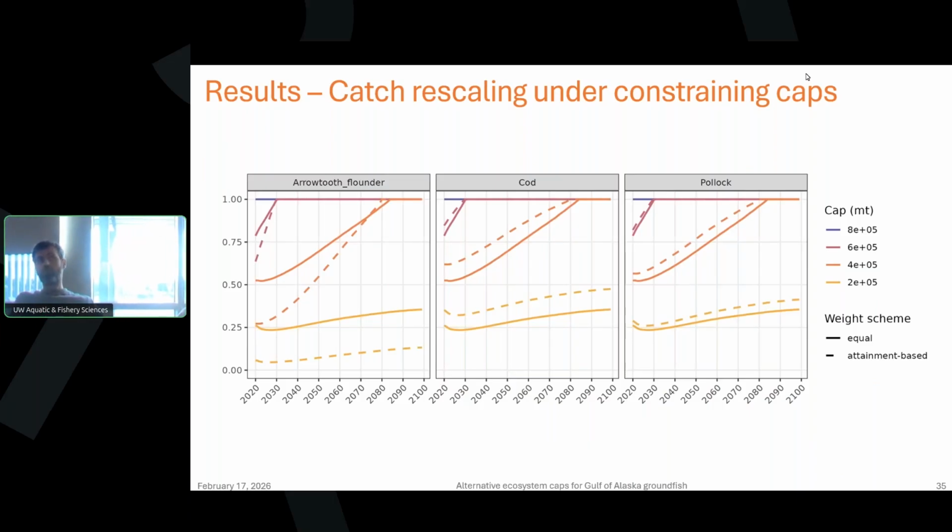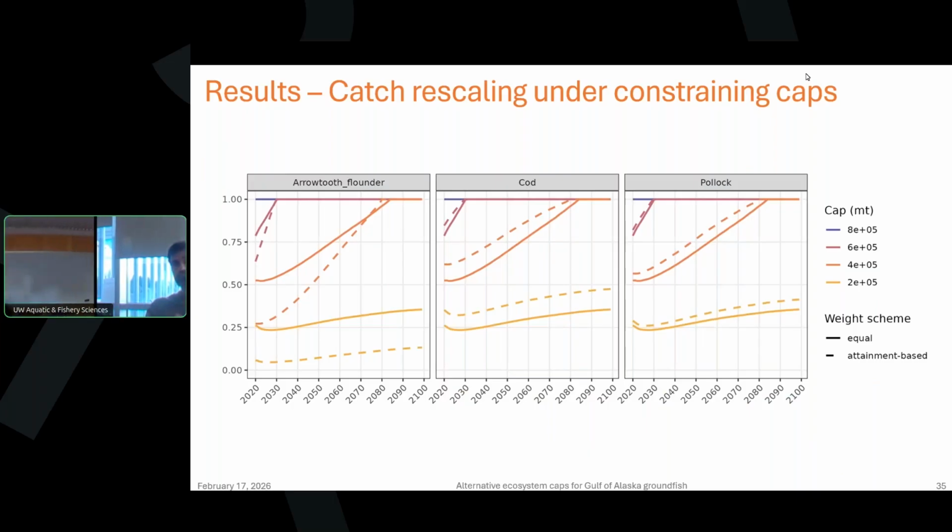And there was a decision just based on the fact that it doesn't make any sense to do anything else. Practically, it doesn't seem like it. I mean, theoretically, all these stocks are managed under control rules, but practically, you're never going to be fishing arrowtooth at F target, right? Yeah.